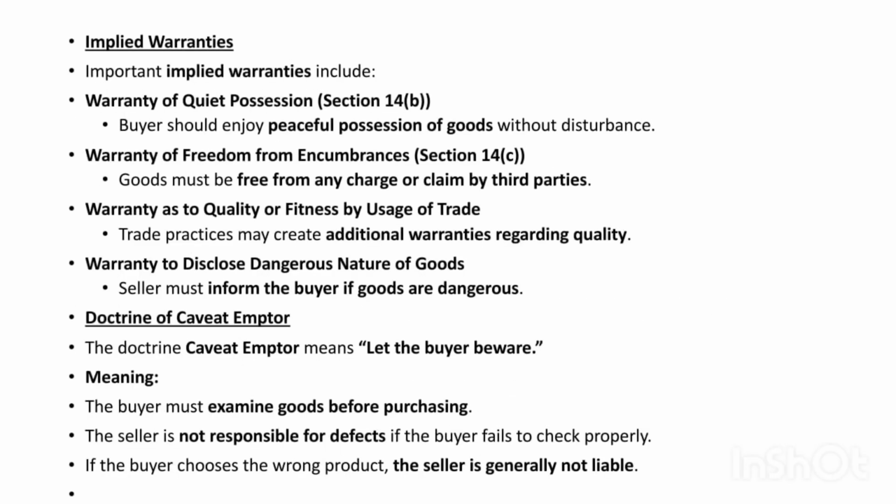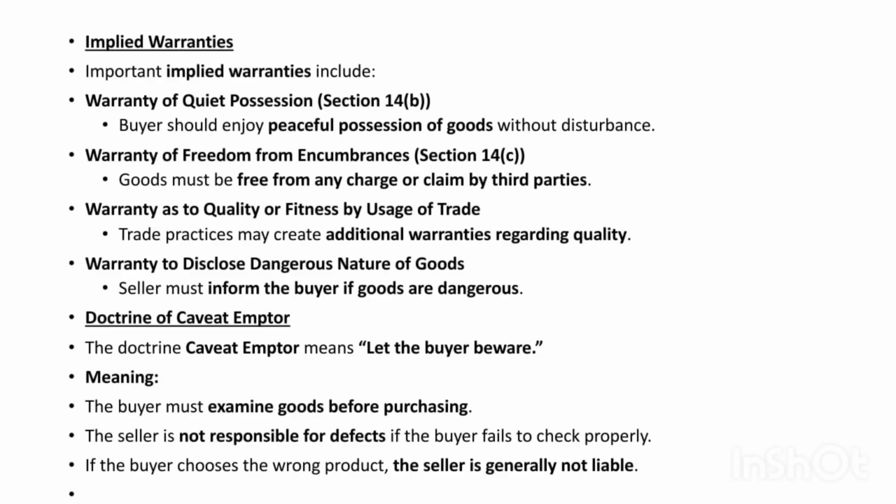Now let's move on to the next topic, that is implied warranties and doctrine of caveat emptor. So we saw implied conditions under section 14 to 17. Now we have implied warranties. So remember, breach of condition means rejection of goods and breach of warranty means damages only. So these warranties are automatically added by law to every sale.